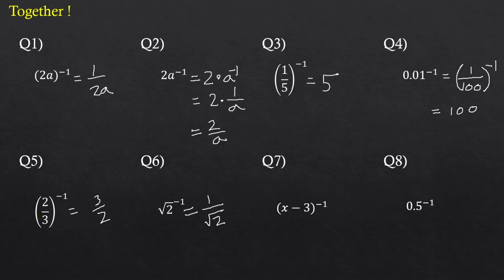Now, we have this long expression, question 7. x minus 3 to the power of negative 1. Because they're all in the bracket, we should flip them together. 1 over x minus 3.